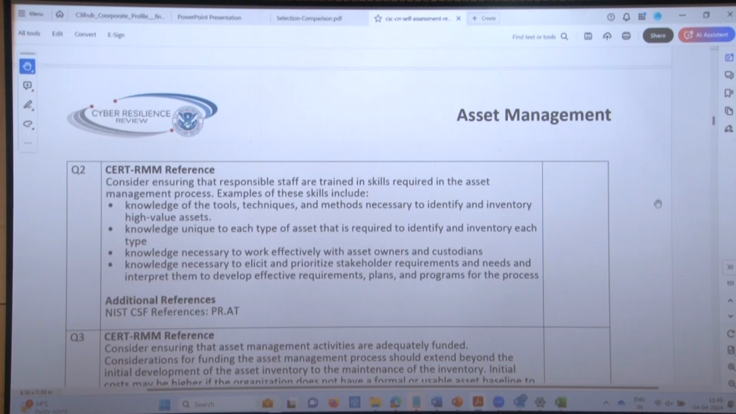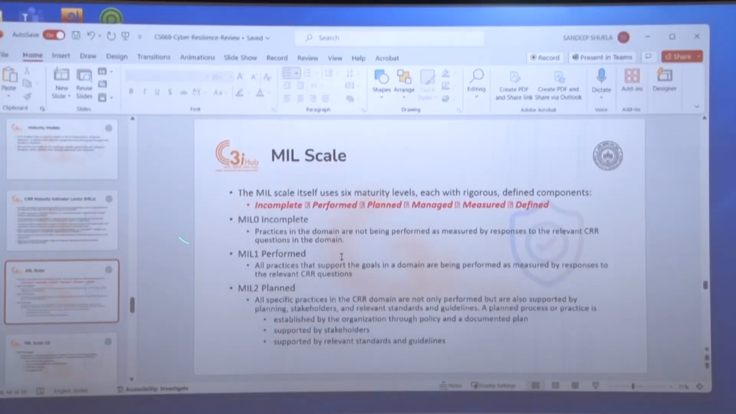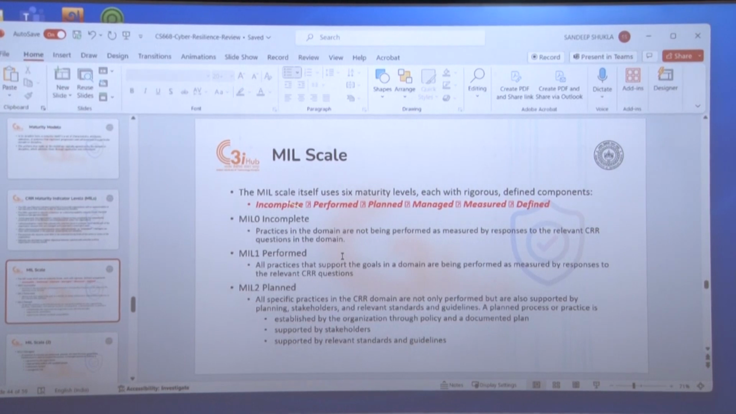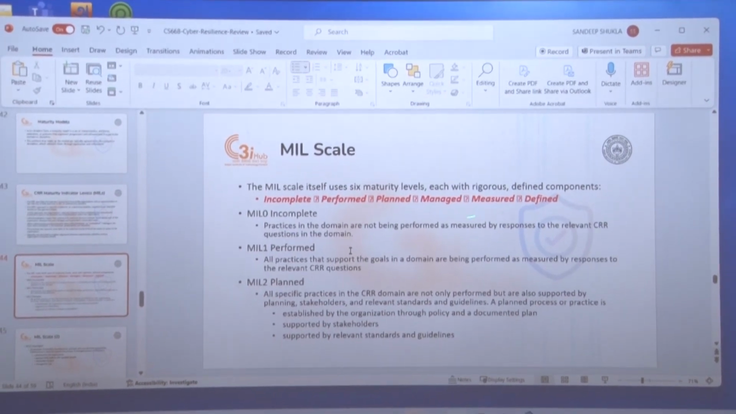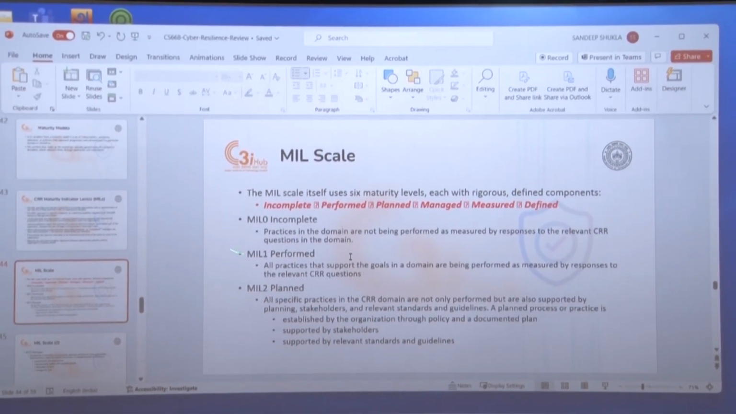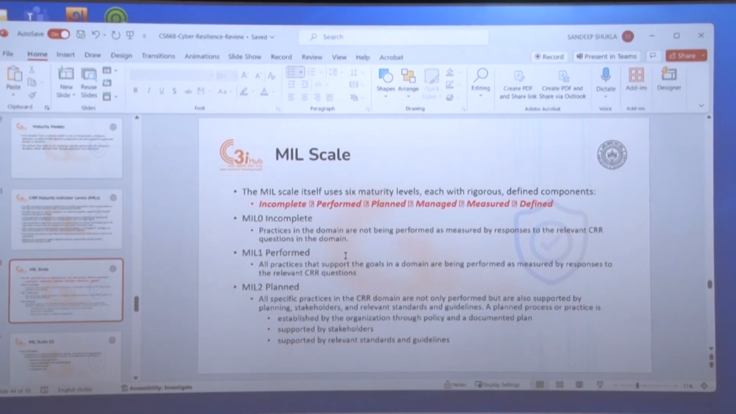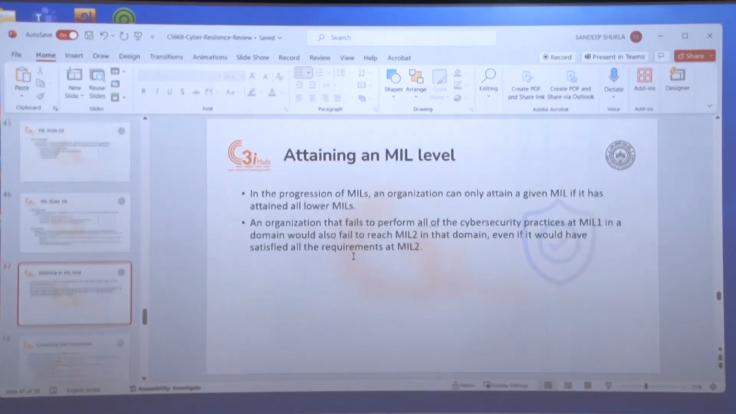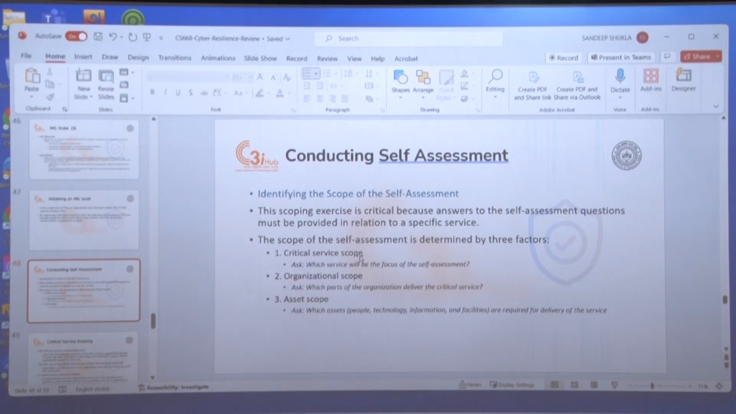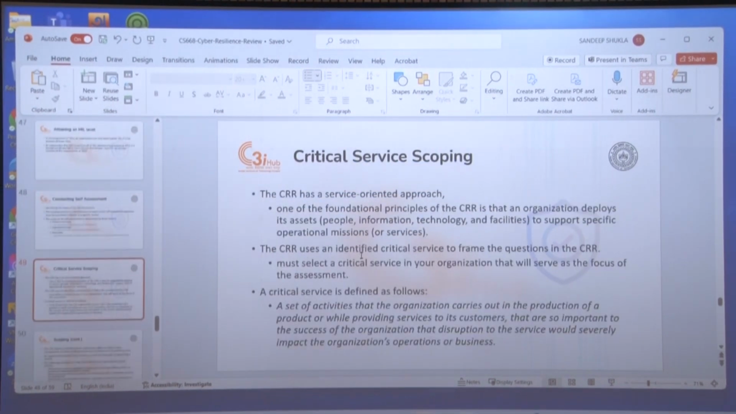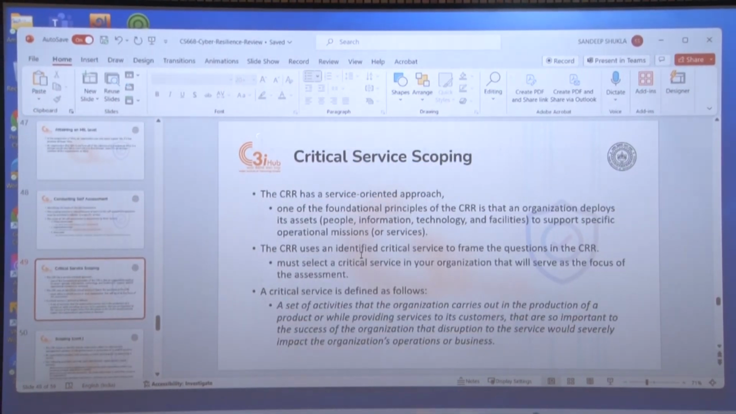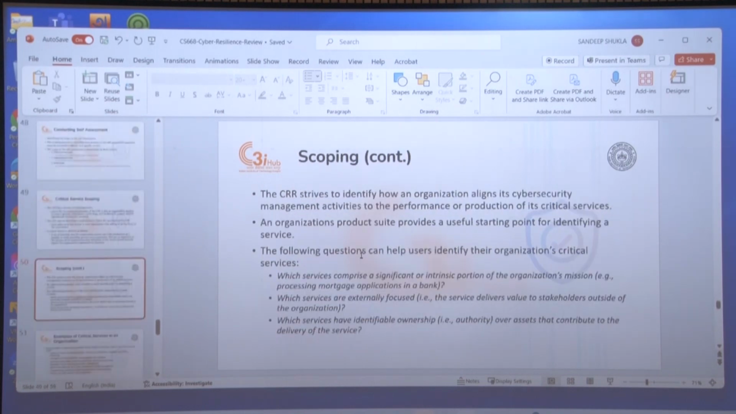I have slides discussing all this that I just discussed: what the different MIL scales are, incomplete, performed, planned, managed, measured and defined, and also how to do the self-assessment. You have to decide whether you are going to scope based on service, or based on organization.